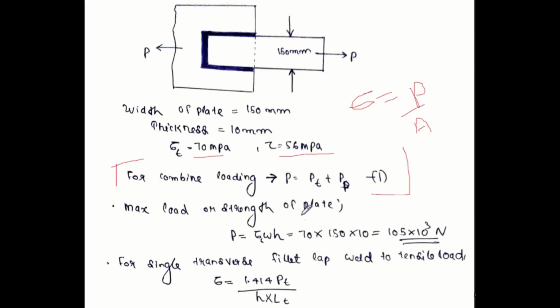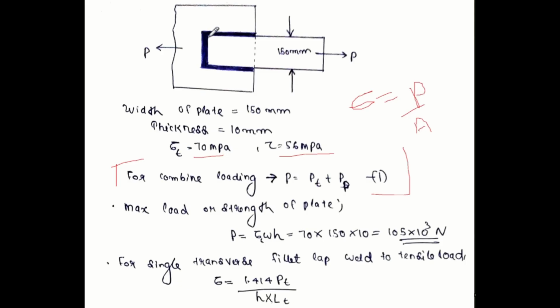Or we can say the maximum stress is taken by comparing the values of shear stress and tensile stress; the tensile stress is the maximum, so you need to take that value in order to find the maximum load or strength of the plate. The width and thickness of the plate are given, so you can find the maximum load or strength of the plate. That will be around 105 into 10 raised to 3 Newton.